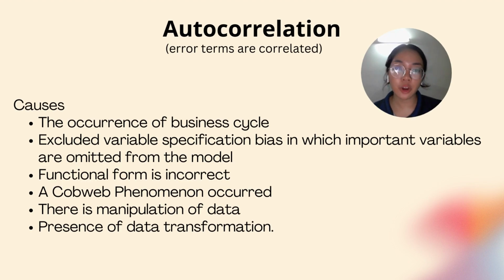Autocorrelation occurs when error terms are correlated. The occurrence of the business cycle, excluded variable specification bias, incorrect functional form, the cobweb phenomenon, data manipulation, and finally, the presence of data transformation are examples that contribute to the presence of autocorrelation.